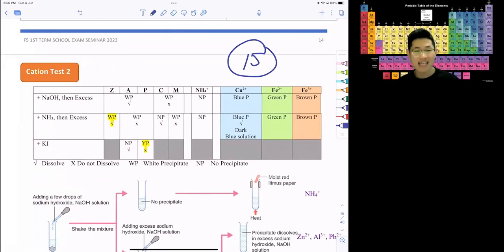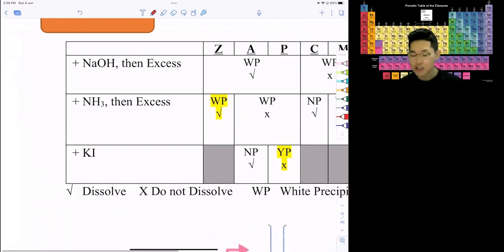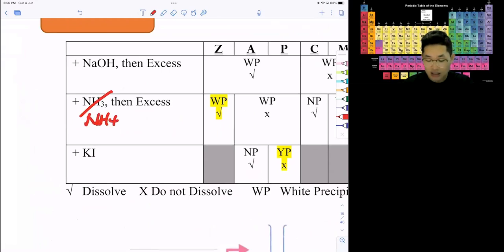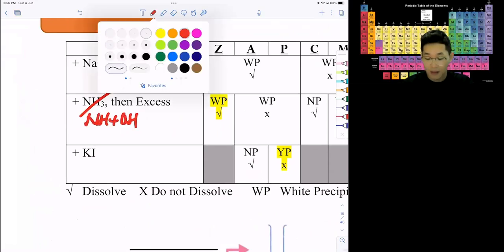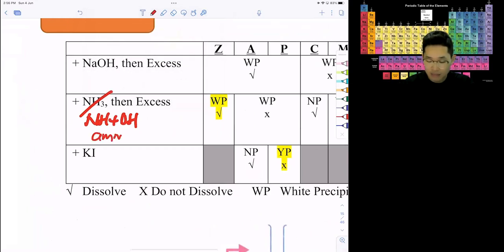Just now when we tested anion, negative ion, we used acid to test. Cation is the other way around. We use alkaline solution to test, you see, OH. By the way, we just changed this part to NH4OH, and we also write the name ammonia solution.